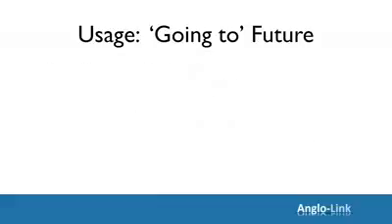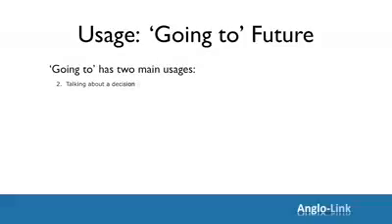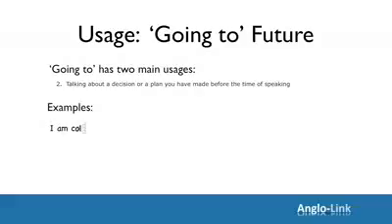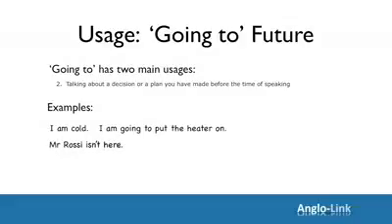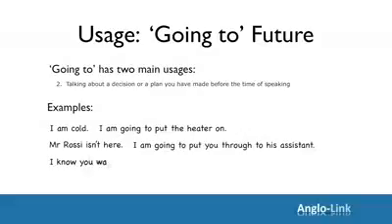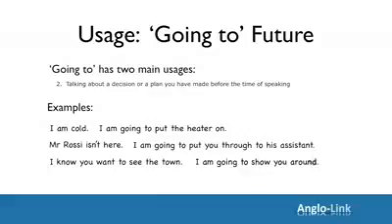Let's look at the second usage of the going to future. When you talk about a decision or a plan you have made before the time of speaking. For example, I'm cold. I'm going to put the heater on. Mr. Rossi isn't here. I'm going to put you through to his assistant. I know you want to see the town. I'm going to show you around.